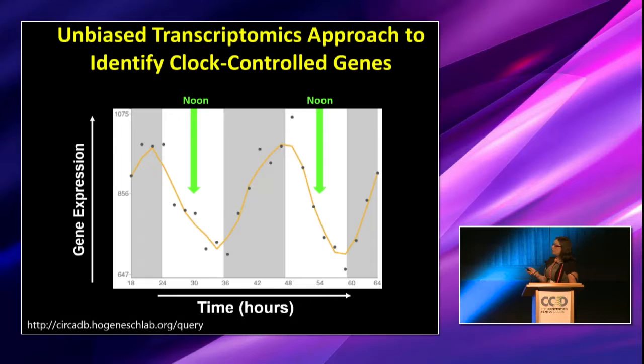A noon time point, just to orient you here, is indicated with the green arrows, and the midnight time point during the active phase of the mice is indicated here with these black arrows. So I'm going to show you a couple of different graphs that look just like that.